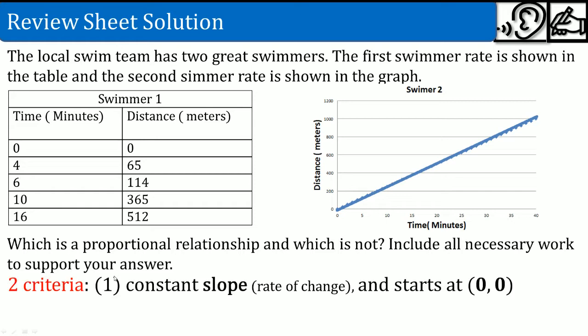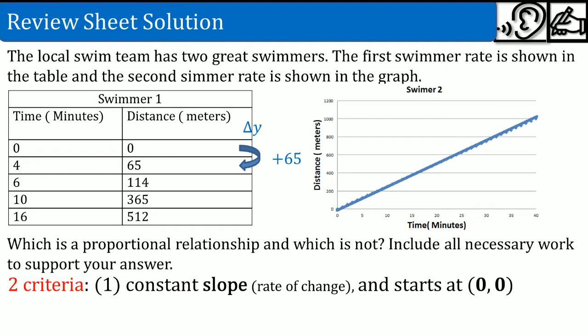So there are 2 criteria for it to be a proportional relationship. It has to be a constant slope, so a constant rate of change, and it has to start at 0, 0. Here, it looks like the first swimmer does start at 0, 0. So let's look at the delta y first. From 0 to 65, you are adding 65. So in 4 minutes, the distance traveled is 65 meters.